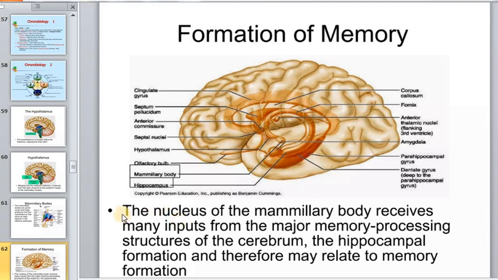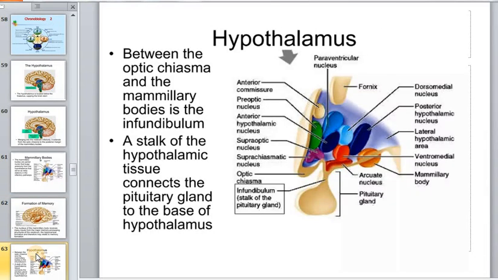As you know, the nuclei of the mammillary bodies receive many inputs from the major memory processing structures, the cerebellum and hippocampal formation, and therefore may relate to memory formation. And even more, in the hypothalamus between the optic chiasma and the mammillary bodies is the infundibulum, a stalk of hypothalamic tissue that connects the pituitary gland to the base of the hypothalamus.